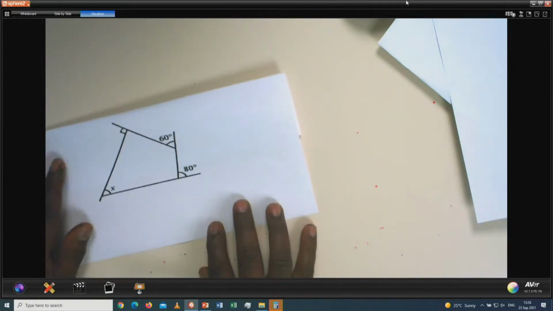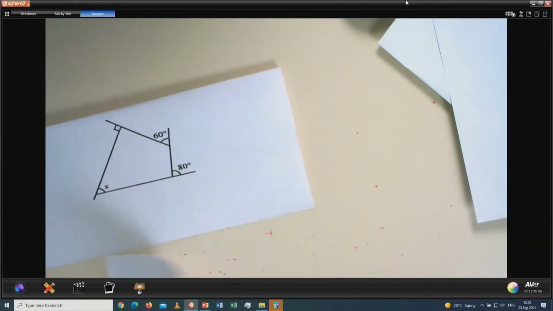So any question you are able to sort out, even this one.